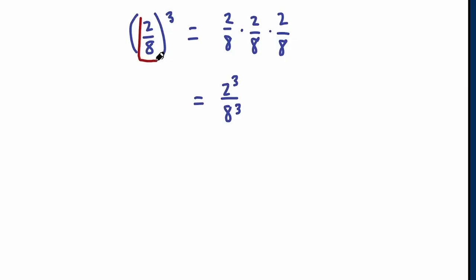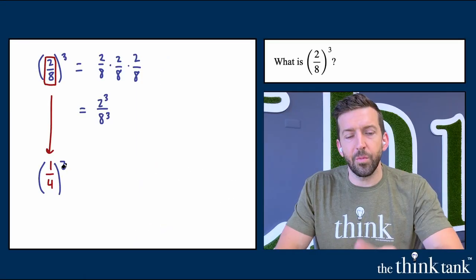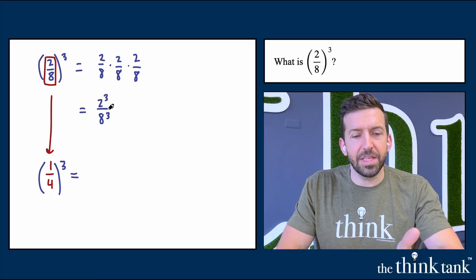See, 2/8 is not yet simplified. And 2/8 I could simplify by dividing the numerator and the denominator both by 2, couldn't I? I could really rewrite that 2/8 as 1/4. And so this problem, 2/8 cubed, I could have made a little bit simpler if I had done 1/4 cubed. And why is that simpler? Well, let's look at the way we did this problem down below.